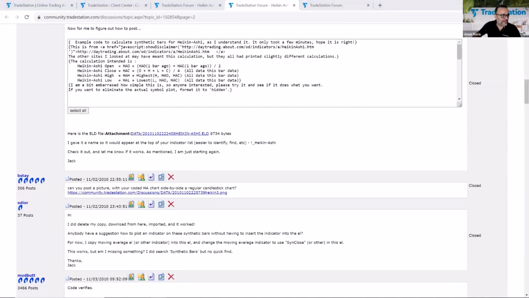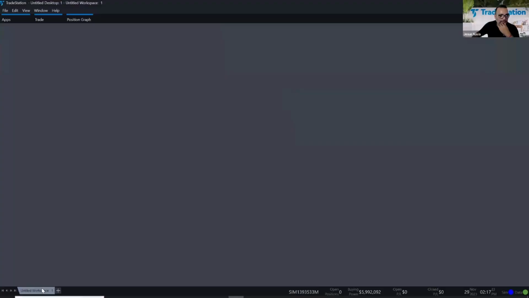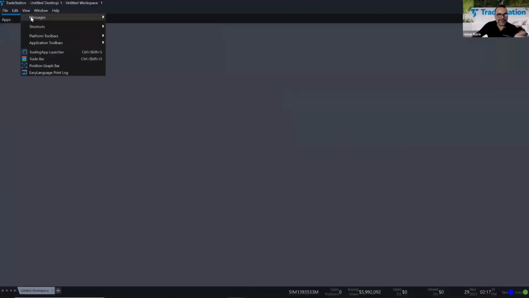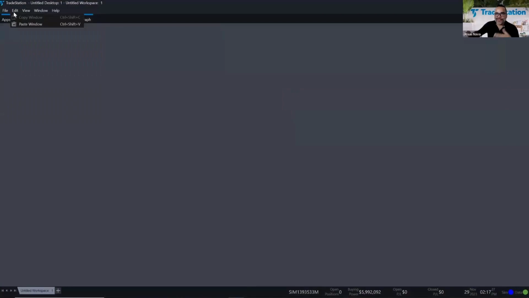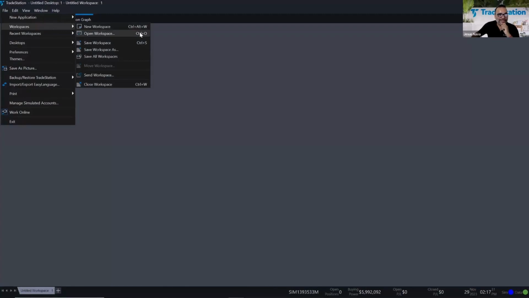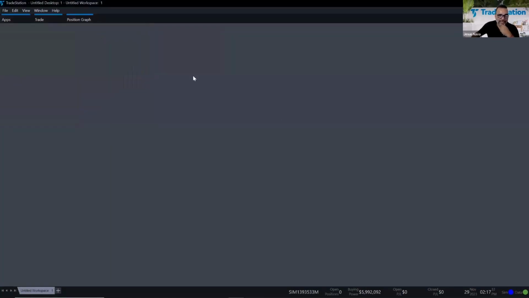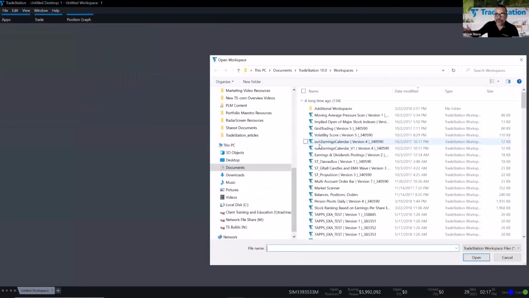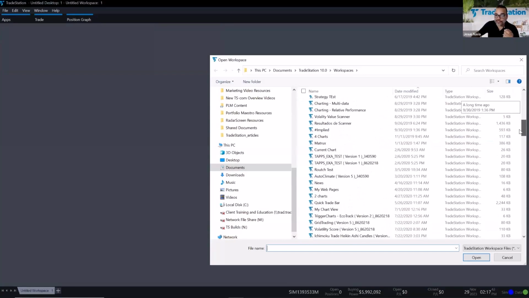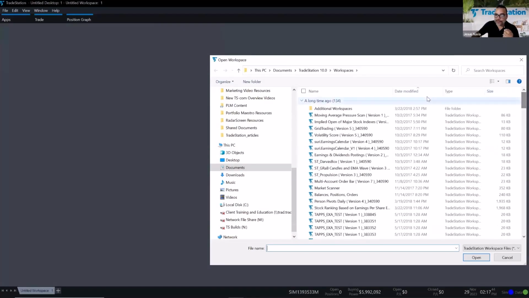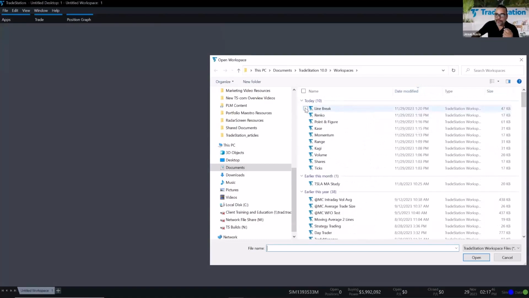Let me go ahead and see if my TradeStation is back on. Oh, that's cool. So let me go to File. All of a sudden, when I was saying that I was going to shut down my TradeStation, it automatically responded. So let me go to File, Workspace, and open up the workspaces that I wanted to show you guys. I organized my workspaces in terms of the charts that I was going to show you. So let me sort here by date.